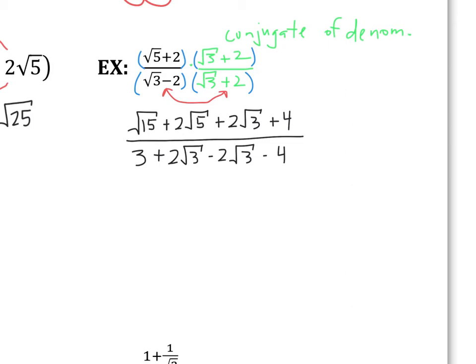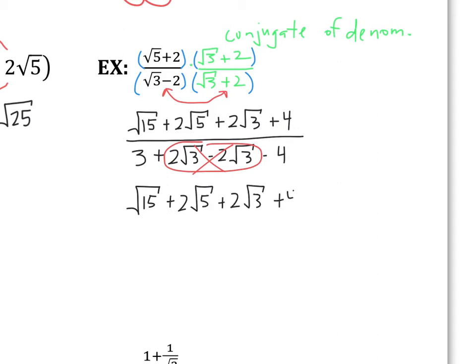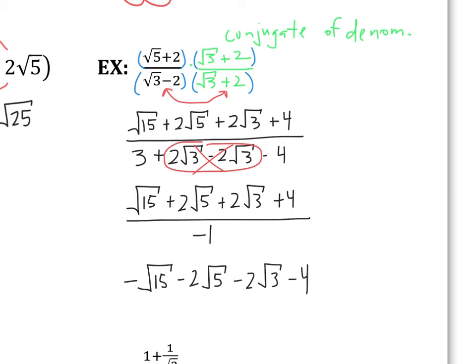Now what we notice is in the denominator, these guys cancel. So that's what we want, okay? We want those guys to cancel. So we end up with the square root of 15 plus 2 root 5 plus 2 root 3 plus 4 all over negative 1. Now, could we leave our answer like that? Absolutely. But we could just rewrite this as changing the sign of everything in the numerator. So that's like saying negative root 15 minus 2 root 5 minus 2 root 3 minus 4 as the final answer for that guy.